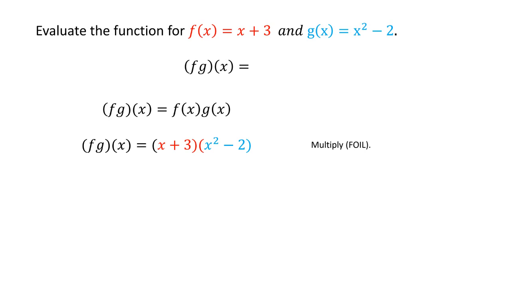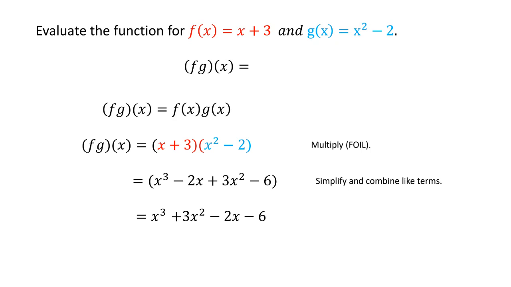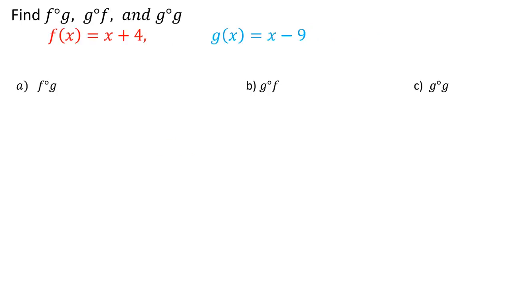We go ahead and do FOIL. Okay, and when we do that and combine our like terms, we're going to get x cubed plus 3x squared minus 2x minus 6. Again, the FOIL implies that this first term is multiplied to this first term here. This x term is multiplied to the negative 2. The 3 is multiplied to the x squared, and the 3 is multiplied to the negative 2. Okay? All right.